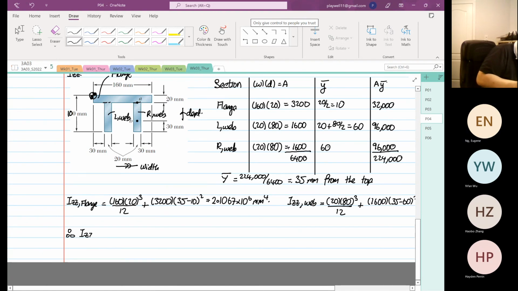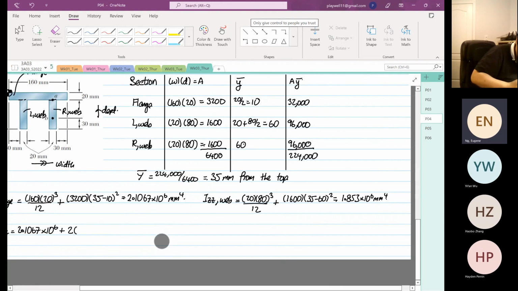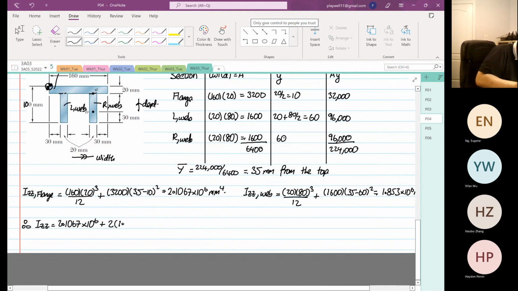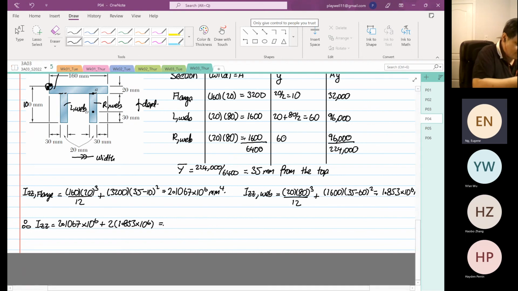So therefore, IZZ is equal to 2.1067 times 10 to the power 6, plus twice, because you have left and right, 1.853 times 10 to the power 6. So 2.1067 times 10 to the power 6 plus 2 times 1.853 times 10 to the power 6 is equal to 5.813 times 10 to the power 6.